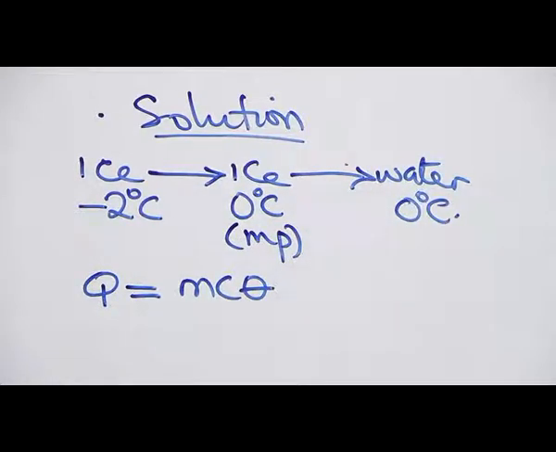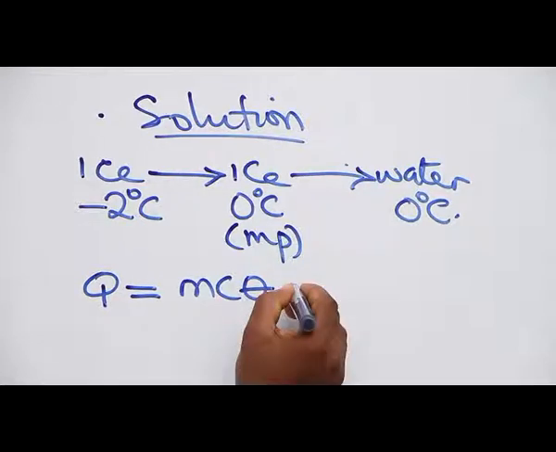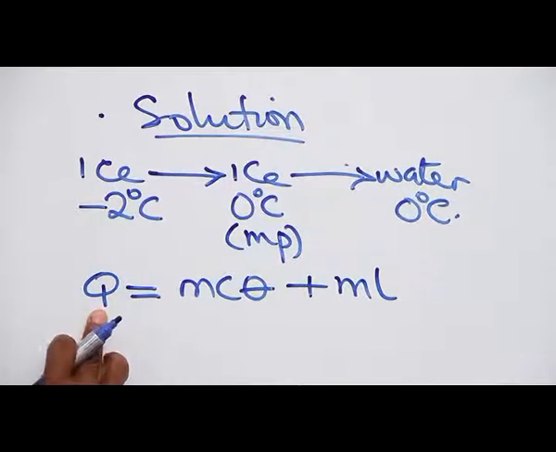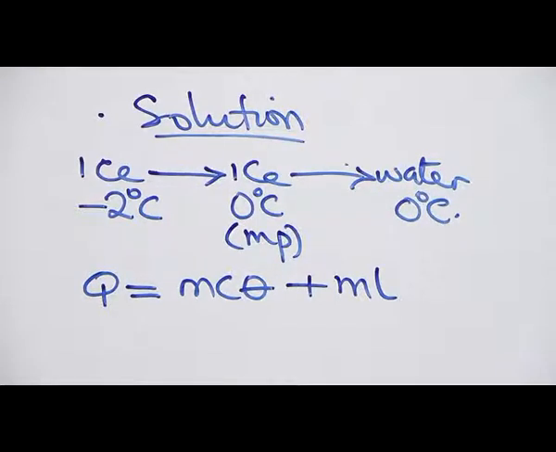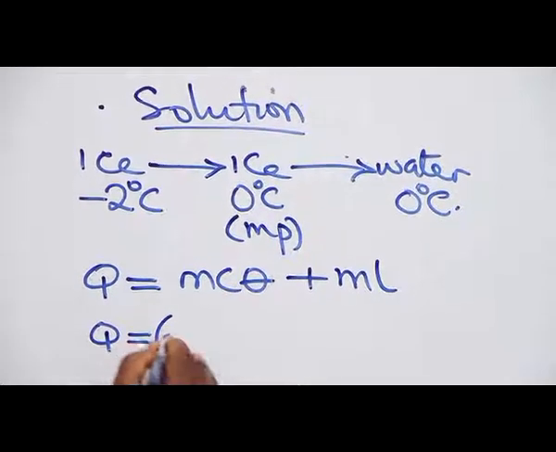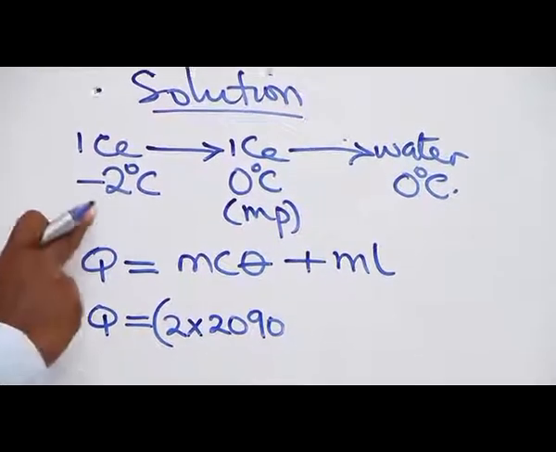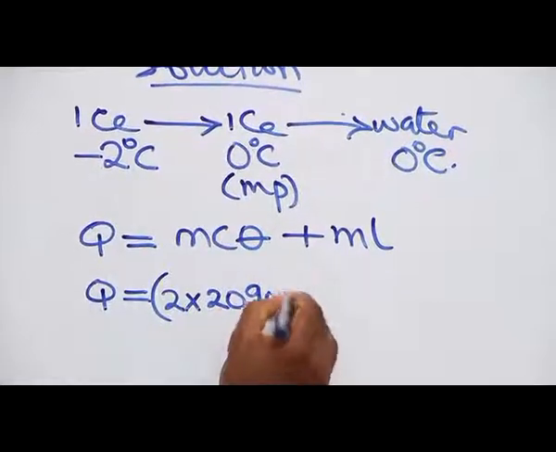Then the formula needed to calculate the heat that did the work is mL, where L is the latent heat of fusion of ice. By combining the two, we get the total heat energy required to effect that transition. The calculation is as follows. The mass of ice is 2, specific heat capacity 2090, change in temperature from -2 to 0 is 2.